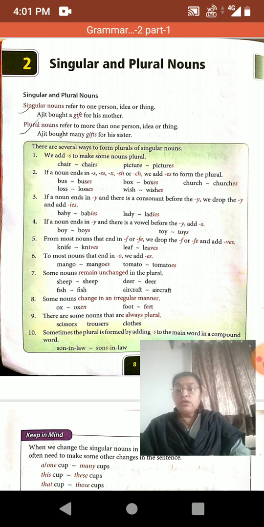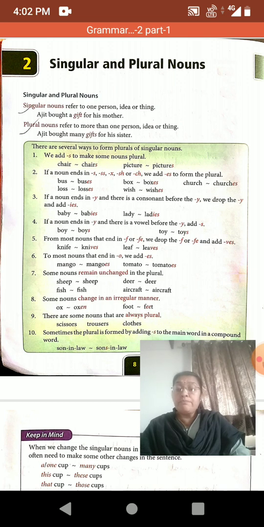Next rule. To most nouns ending in O, we add ES. Mango. Now the season is going on, no? Eating, no बच्चे? Enjoy. Mango, mangoes. Tomato, tomatoes. Ends with O, mango, M-A-N-G-O. So we put ES to make plural. Mango, mangoes. Tomato, tomatoes.